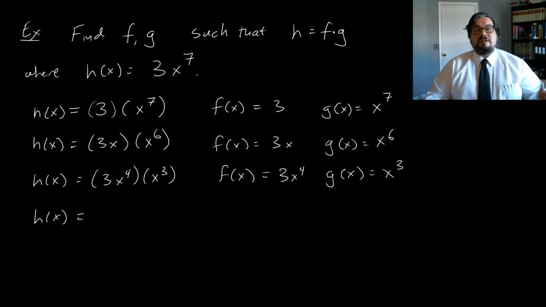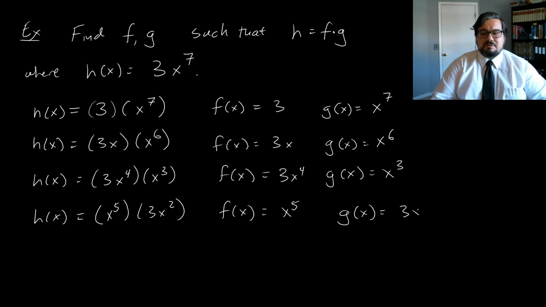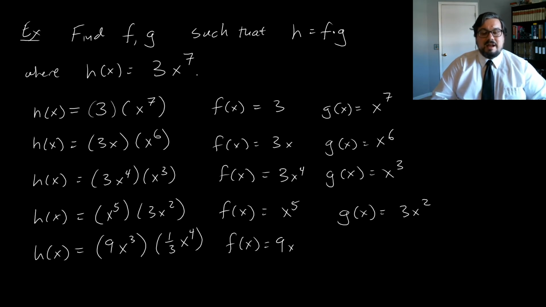We could even rearrange the order of these things a little bit. We could have x to the 5th times 3x squared, so that f of x is x to the 5th, g of x is 3x squared. We could even do something where we split up the constant term and write something like h of x is 9x cubed, and then 1/3 x to the 4th. So we could take f of x is 9x cubed, g of x is 1/3 x to the 4th.